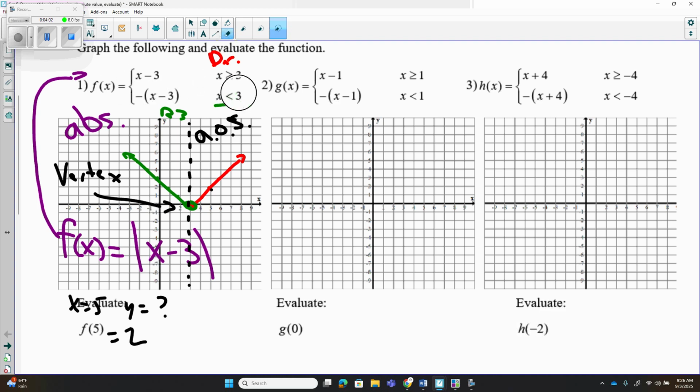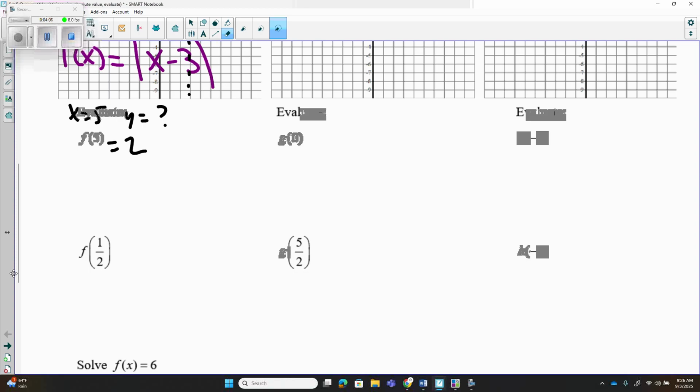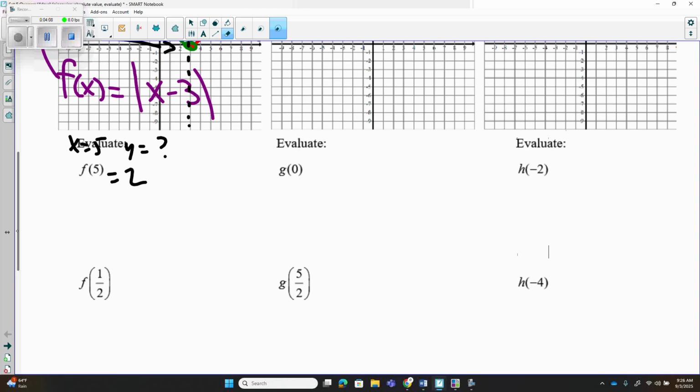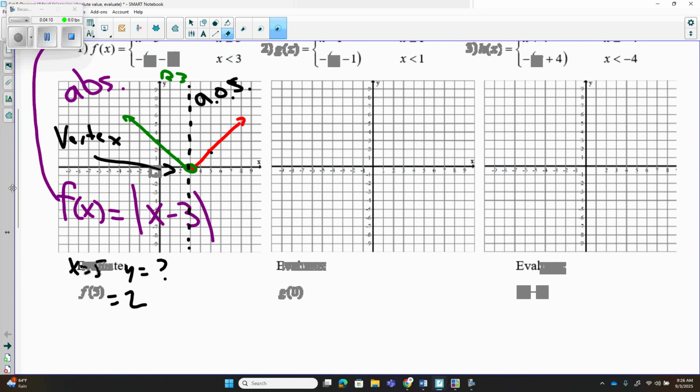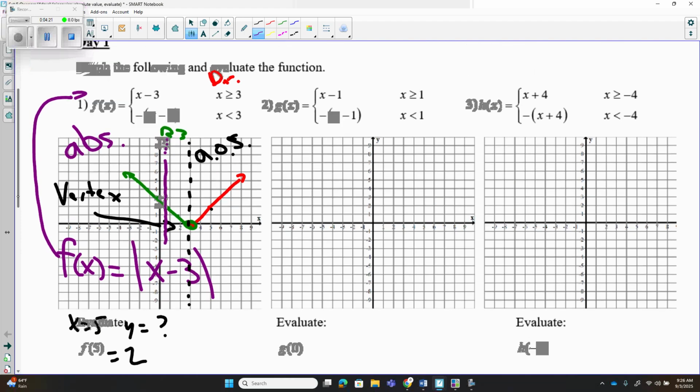So go ahead and let's do the next one, which is 1/2. So f of 1/2. All right? Well, 1/2 happens to be right here, this weird number. So where does 1/2 fall? Is 1/2 greater than 3? No, it fits in this one, which is less than 3. So we're going to plug into that one. We have to plug a half in right there.